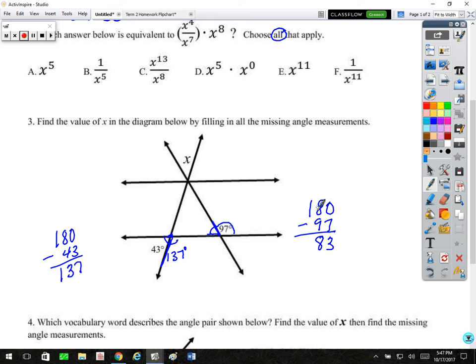10 minus 7 is 3. 18, 17 minus 9 is 8. So good, that was 83. And then when you finish, remember we talked about this several times. Here is my triangle.